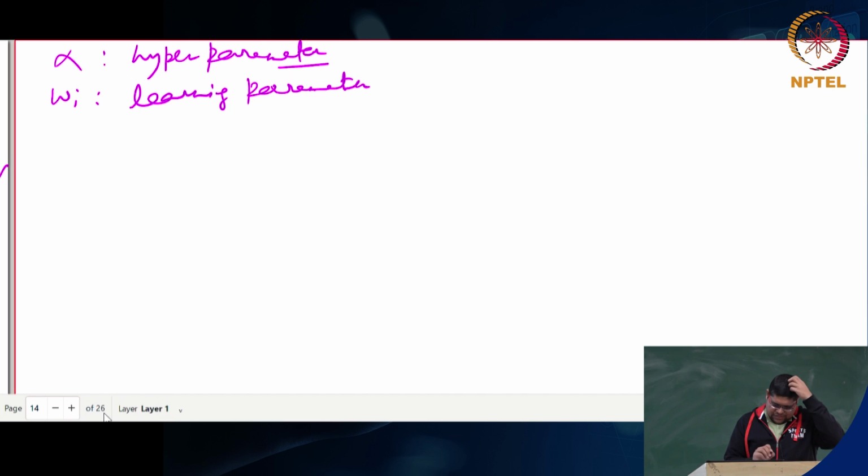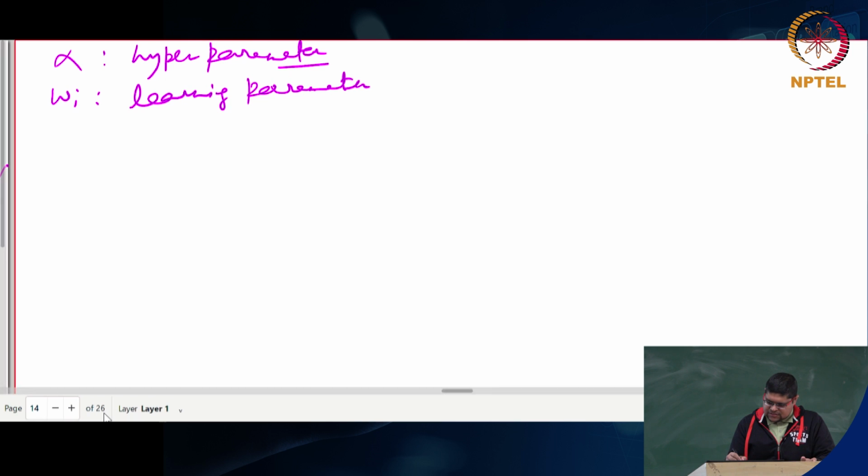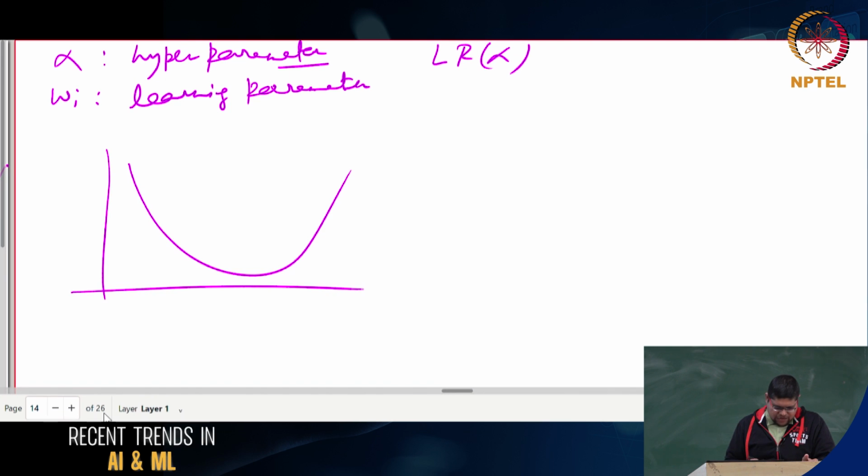So I will discuss something about this learning rate alpha. See, this was our curve, say this was W. I have taken only one example, that's why I am writing L of W, otherwise I would have written J of W, the cost.